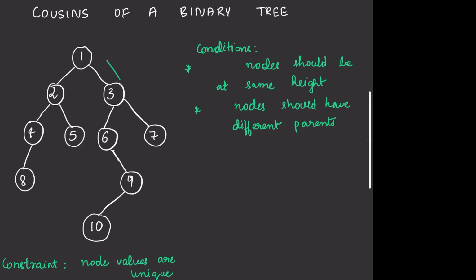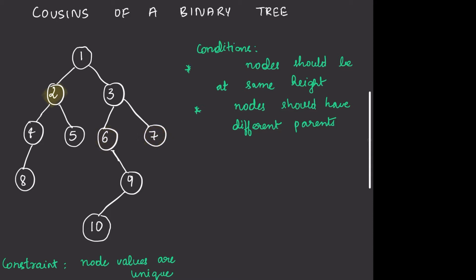So what is the second condition? The second condition is nodes should have different parents. So what does this mean? The parent of 2 is 1. The parent of 6 is 3. The parent of 7 is also 3. So you did the drill, right?